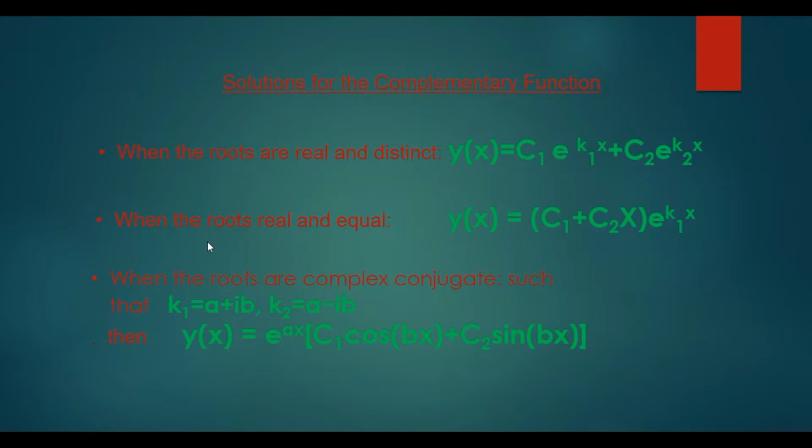And the second case is when the roots are real and equal, then the solution of the differential equation will take this form. And when the roots are complex conjugates, such that the first root k1 is equal to a plus ib, and the second one k2 is equal to a minus ib, where a represents the real part of the root and b represents the imaginary part, then the differential equation will have the solution of this type.